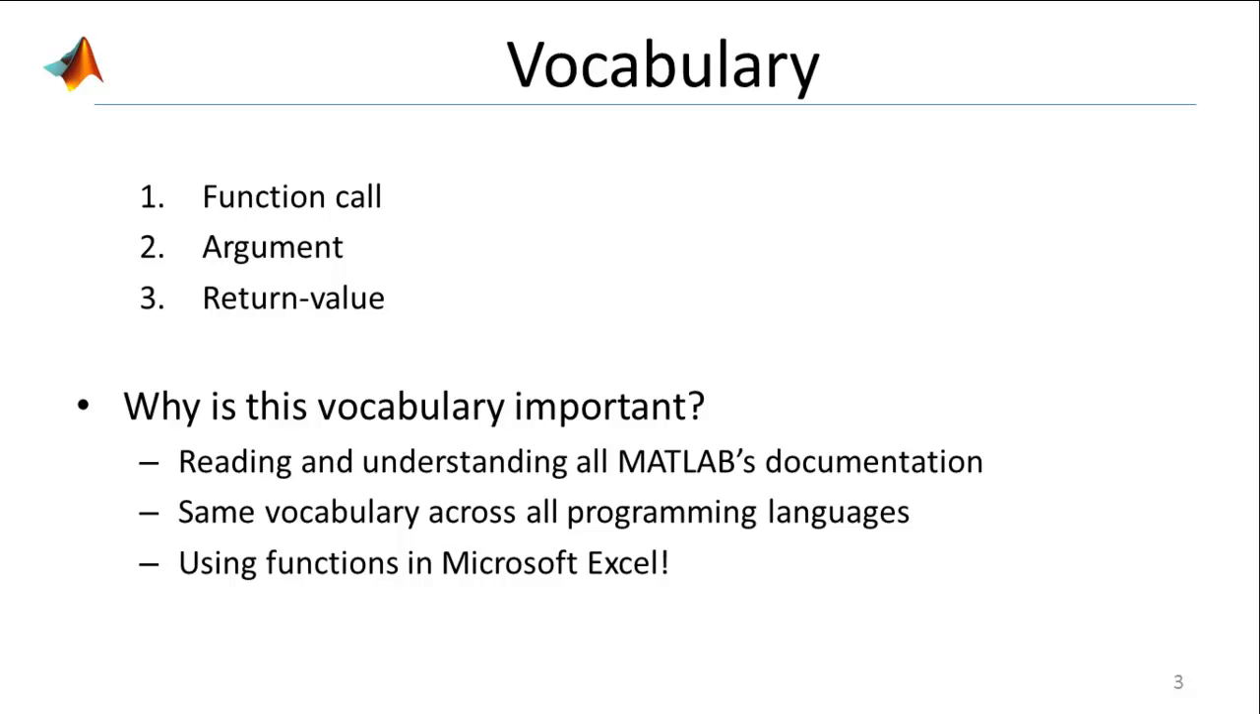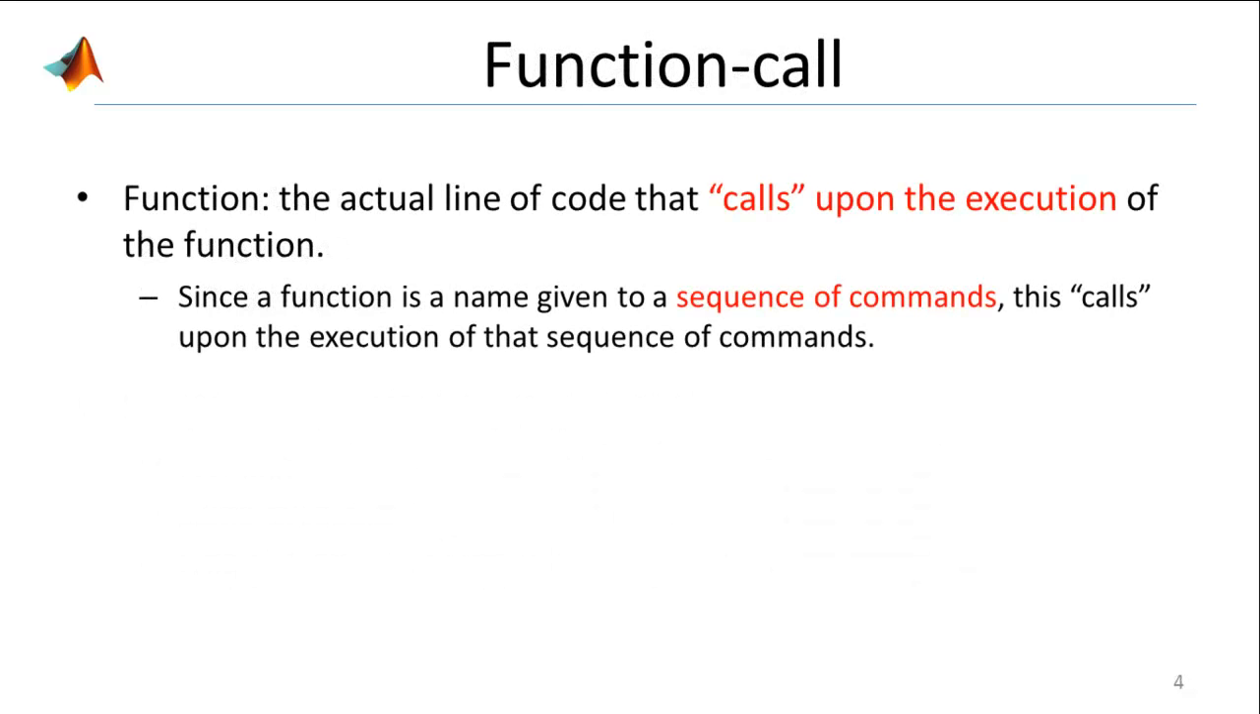There's only 3 vocabulary words: the function call, the argument, and the return value. Let's see each one by one. The function call is actually the most important part. It's the actual line of code that calls upon the execution of the function. Remember that a function is nothing but a name to a sequence of commands. That sequence of commands is hidden behind the scenes, but it's a keyword that we're going to reuse over and over again. So we call upon the execution just by writing the keyword.